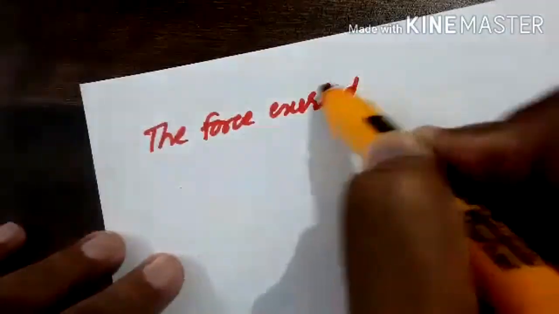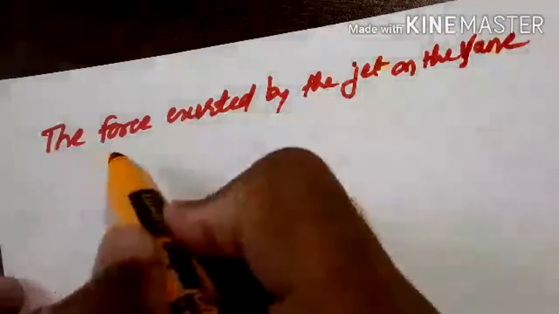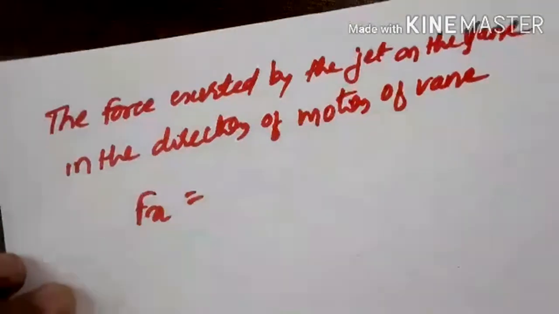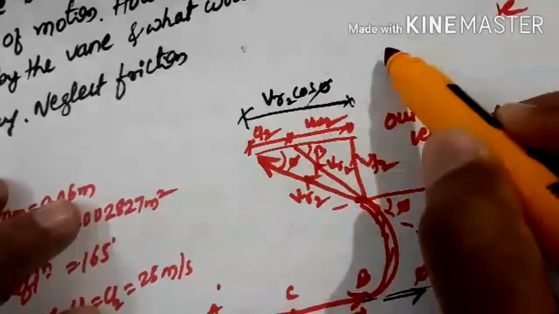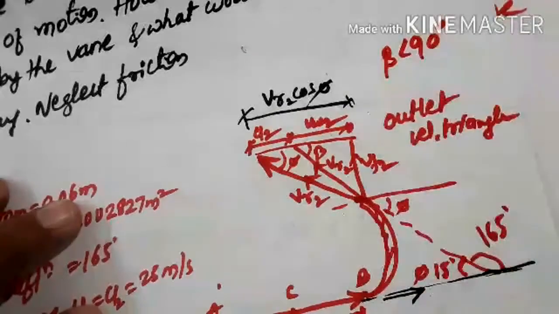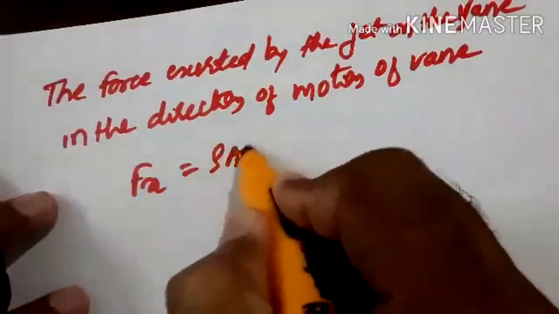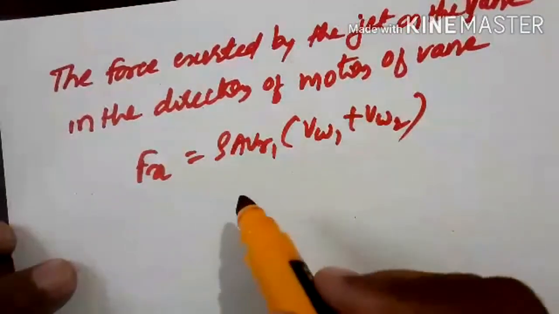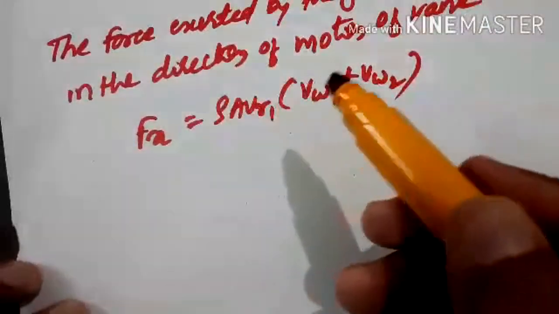Once you get VW2, you can easily get the force exerted by the jet on the vane in the direction of motion of the vane. Then Fx can be written. Since in this problem beta is less than 90 degree, for an acute angle we write rho a VR1 times VW1 plus VW2. We calculated VW1 and VW2, so substitute all the values here.